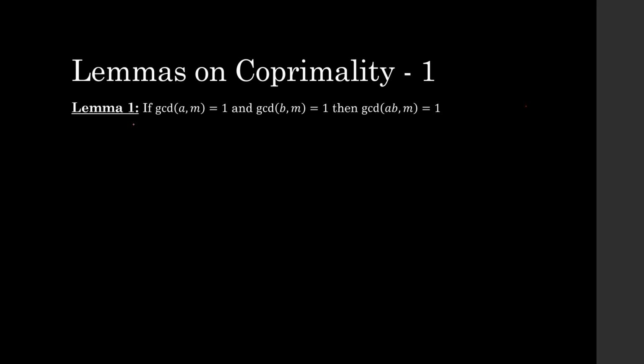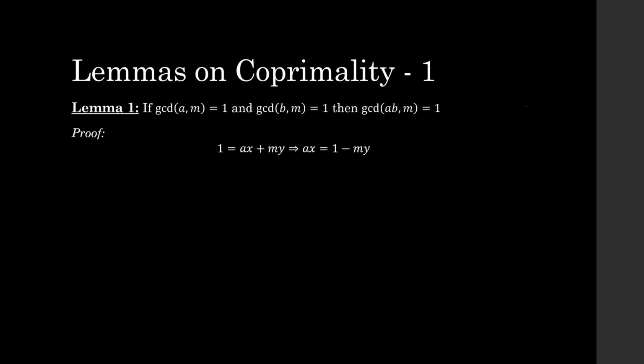So, lemma 1. If the greatest common divisor of A and M is equal to 1, and the greatest common divisor of B and M is equal to 1, then the greatest common divisor of A times B and M is equal to 1 as well. So that's just one way to condense these two statements into one. So, let's look at the proof.